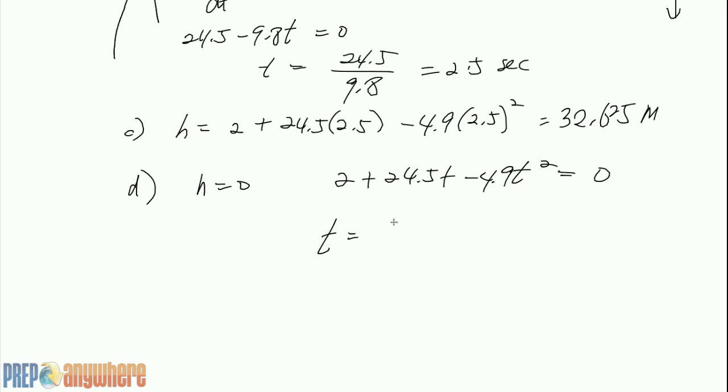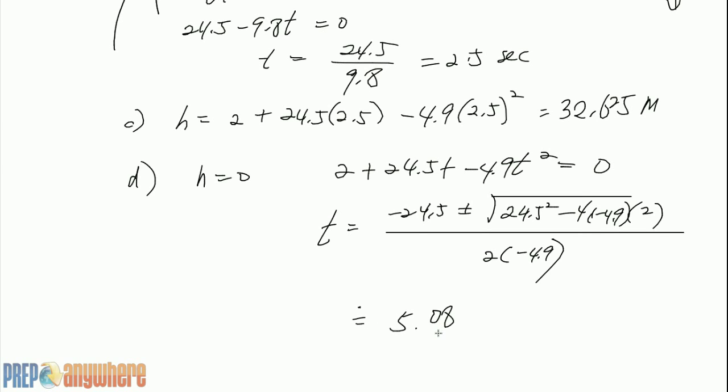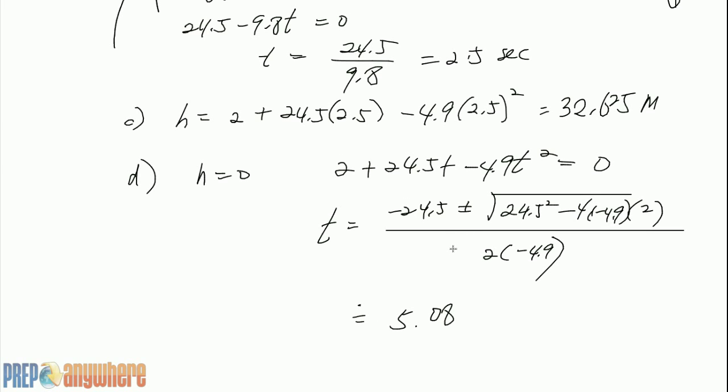t is equal to minus b plus or minus the square root of b squared, so 24.5 squared minus 4a c, where a in this case is minus 4.9, all over 2a, and we get approximately 5.08 seconds. Okay, you actually get one more value here, but it's going to be a negative value, and that's because the projectile motion started at exactly 2 meters, so you're going to get two answers algebraically, one here and one here. But we only care about this positive time, 5.08.